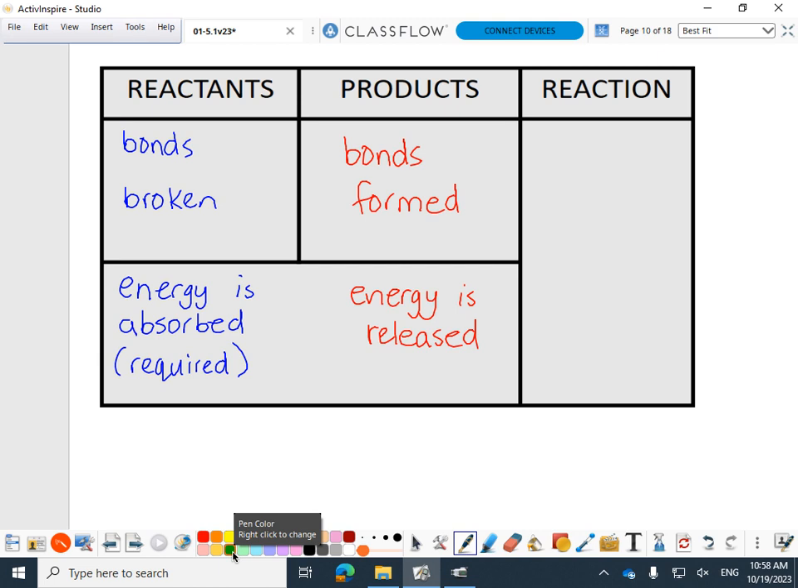Okay, so we'll do endothermic first, which means that the system or the process, the reaction, has to absorb energy to get the reaction to go. So the energy absorbed is greater than the energy released. If you're not a fan of the alligators, you can write greater than.